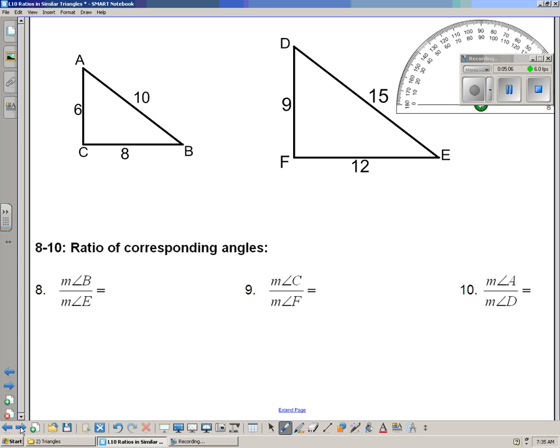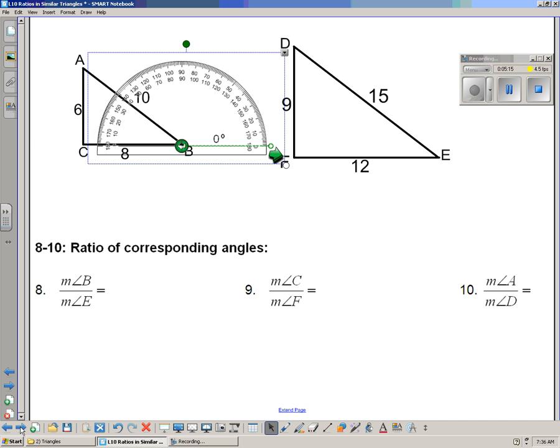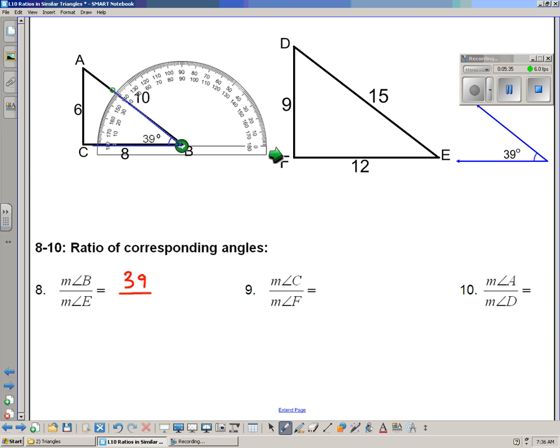All right, next up, ratio of the corresponding angles. Well, if I take a protractor, for example, and I measure angle B, I get about 39 degrees. And if you notice, that's the same as angle E, which is not surprising because the triangles are similar. So the measure of angle B is 39. The measure of angle E is 39. And that ratio simplifies to 1, or 1 over 1. So I would like you right now to pause the movie and calculate the ratio in number 9 and the ratio in number 10.